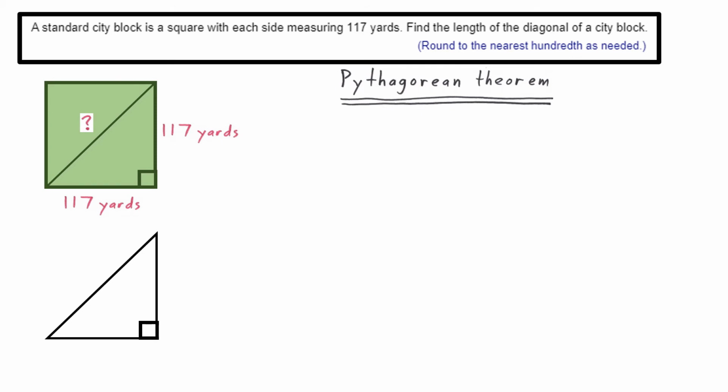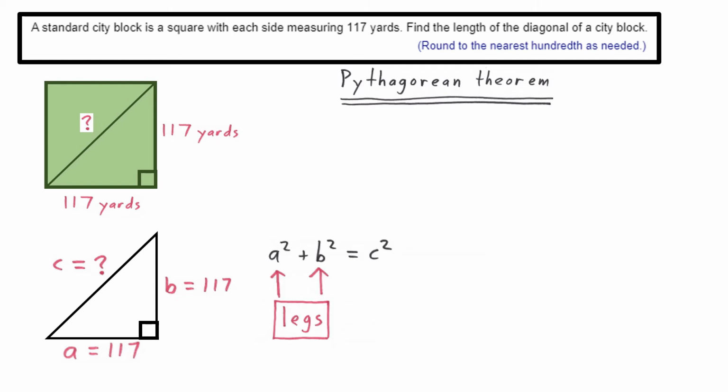So here's the triangle, and it's customary to use variables of a, b, and c for the sides. A is one of the legs, b is the other leg, and c is the hypotenuse. The Pythagorean theorem is often memorized as a squared plus b squared equals c squared, where a and b are the legs and c is the hypotenuse. If you're looking for a or b, then it's nice to have those on the left.